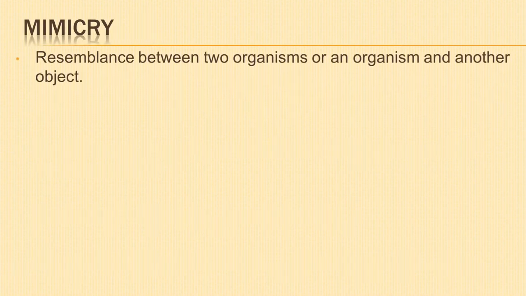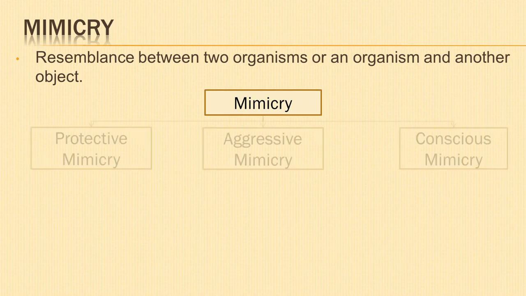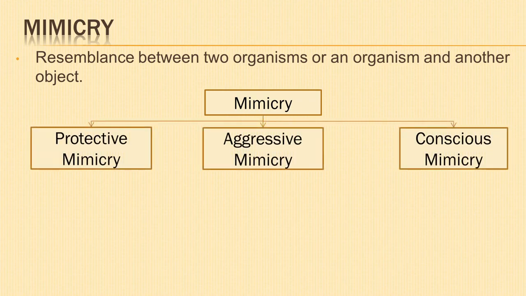It is an evolved resemblance between an organism and another object. It is a phenomenon in which a living organism modifies its form, structure, appearance, behavior, and looks like another living organism or non-living object to escape from its predators. There are three types of mimicry: protective mimicry, aggressive mimicry, and conscious mimicry.